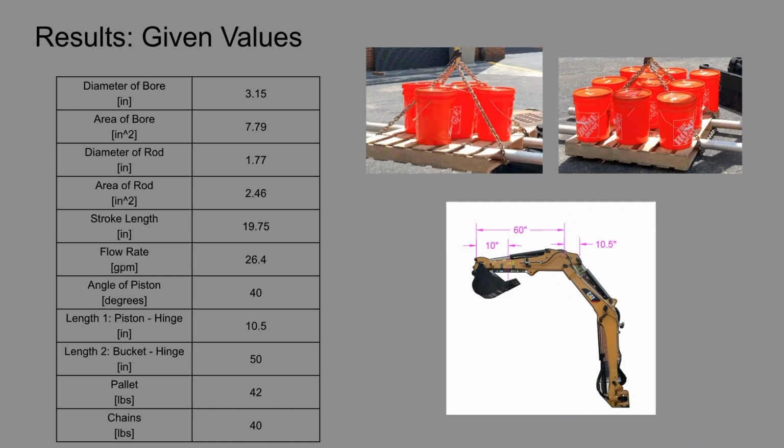Moving forward, the results of the lab were very dependent on the different values shown in these tables. Most of these were measured by us off of the excavator and also were given in the spec manual. So these would be the diameter of the bore, diameter of the rod, stroke length, flow rate, angle that the piston made with the vertical, and then the various links that were used in the statics equations to be able to predict the weight that the excavator was carrying.